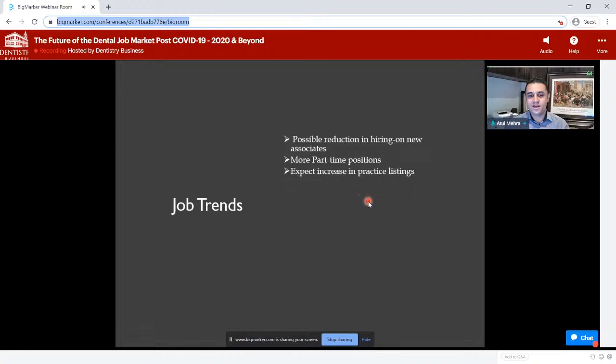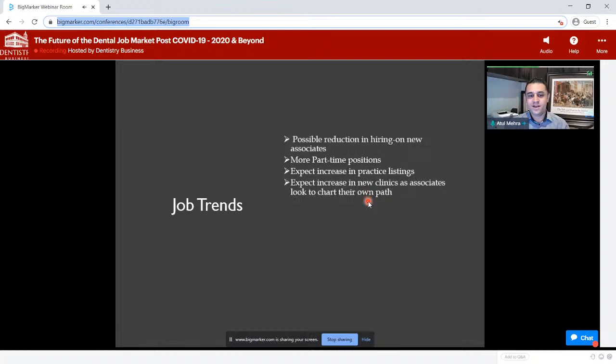We are expecting an increase in the number of dental practices being listed for sale because there was a 3 or 4 month delay in the practices that were listed for sale because of the lockdown. It's also possible that the number of people looking to get out of the industry, who are maybe more senior, may put their practice up for sale once things start to recover. And we're expecting to see an increase in that.